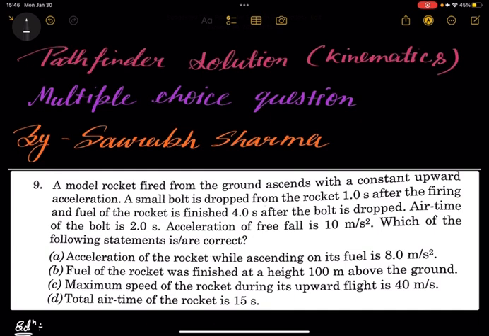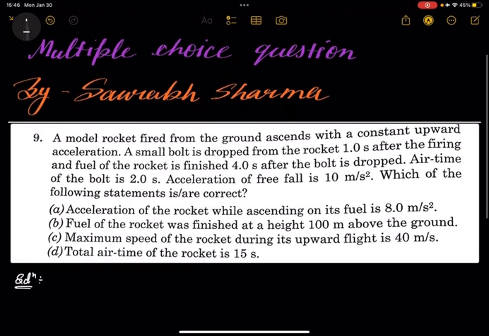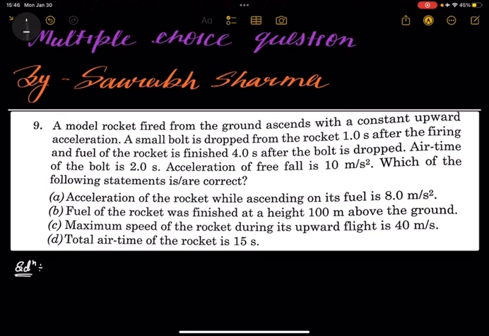A model rocket fired from the ground ascends with constant upward acceleration. A small bolt is dropped from the rocket 1 second after the firing, and the fuel of the rocket is finished 4 seconds after that. After the bolt is dropped, the air time of the bolt is 2 seconds. Acceleration of free fall is given. Which of the following statements are correct?